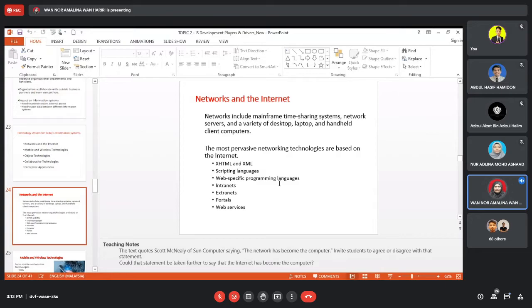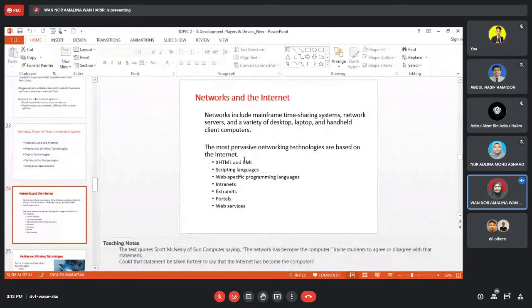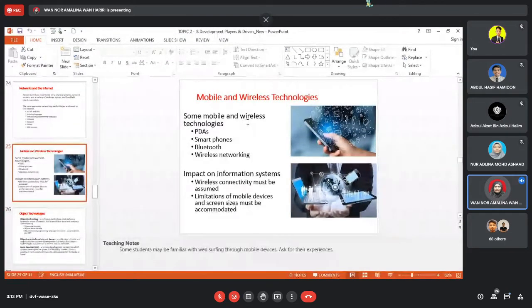So, what will be discussed here? Okay, let's have a look at the first one in terms of networks and the internet. You know what they are, right? So the most pervasive networking technologies are based on the internet with regards to XHTML, XML, scripting languages, intranets, extranets, portals, web services. These are the technological perspectives that actually enhance the development of IS.